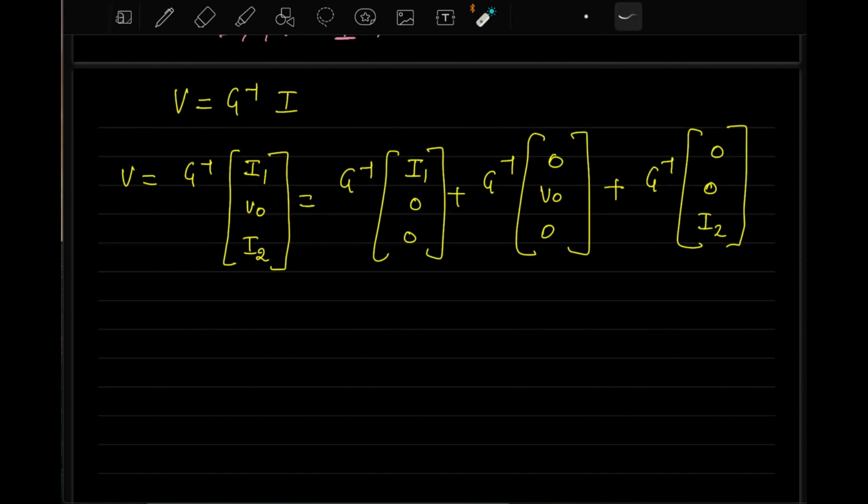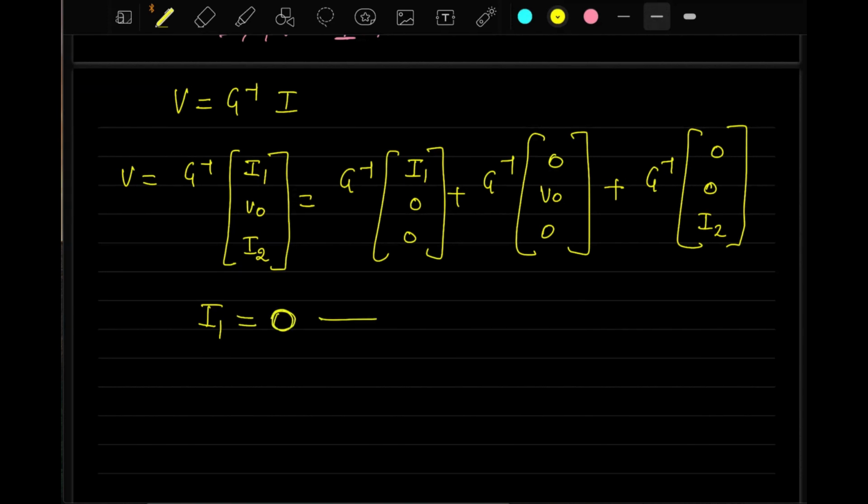So what they have seen is that it can be solved like this. This is the concept of superposition. So let us discuss what superposition is. For example, if I am deactivating the current source, it means I am setting the current source to I0.